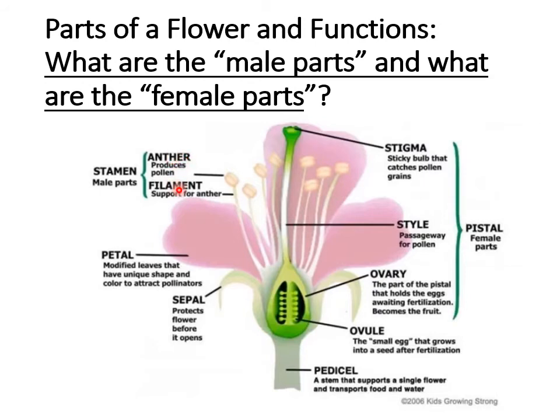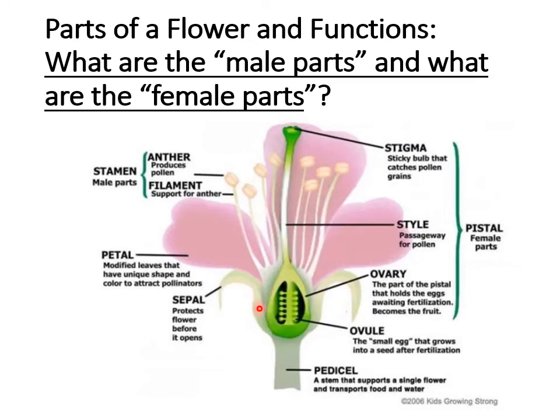pollen, and the filament is basically there to hold up the anther. Okay, and those are the male parts of the flower, which make up the stamen. And then the pistil, or the traditionally female part of the flower, that is made up of the structures that you see here. The stigma being the sticky part where the pollen will stick to and be able to make its way through the style and reach the ovary.